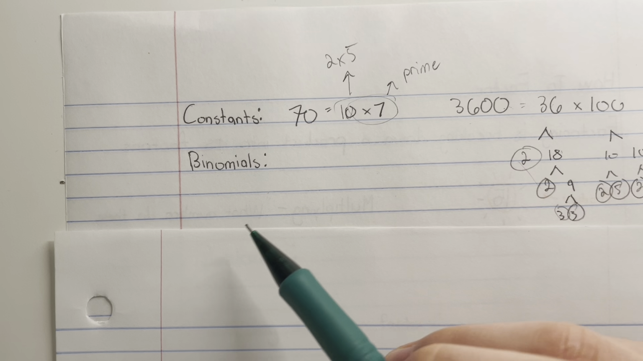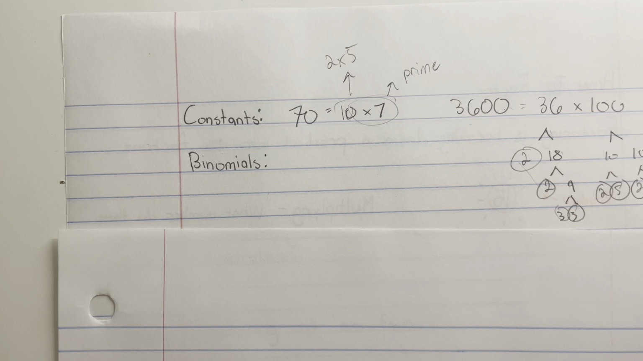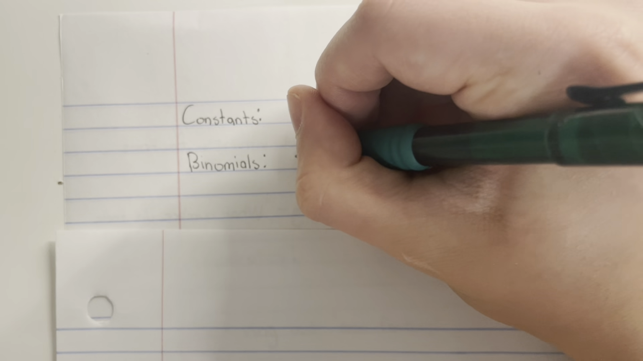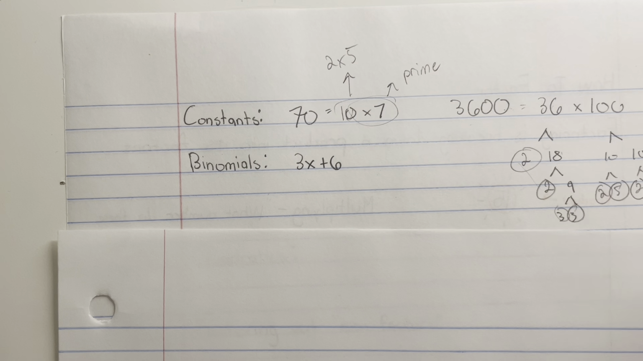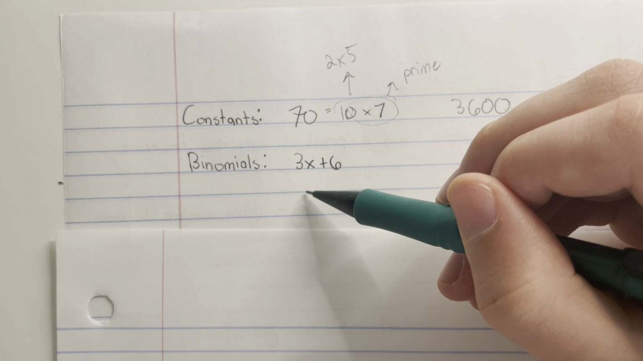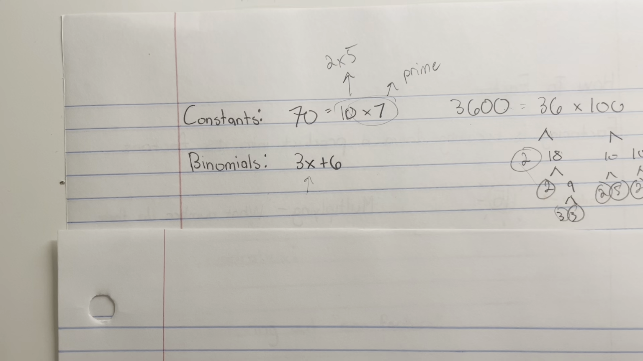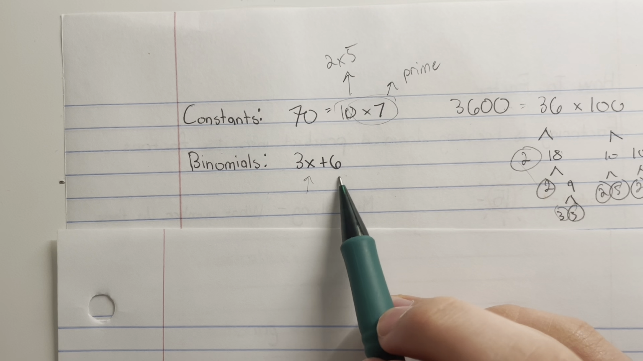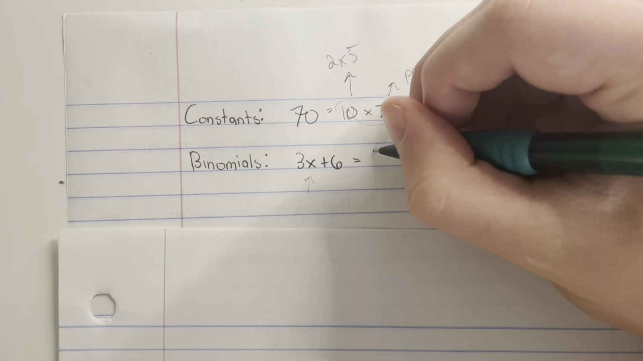So let's move on to binomials. Binomials are just a collection of two numbers added or subtracted together. So what about 3x plus 6? That's a binomial. And I'm hoping that you know what variables are. This is just a variable x. And they share a common factor. So we can factor something out, and that factor being 3.